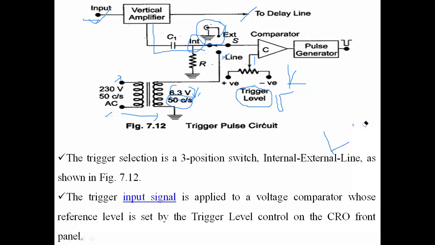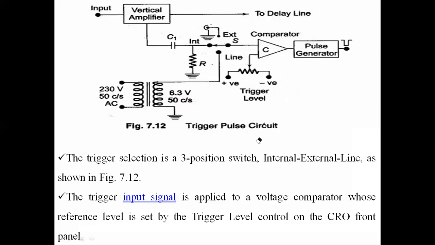These generated trigger pulses are applied as input for the UJT, that is, to the sweep generator. Based upon these generated trigger pulses, it produces the sweep voltage, and that sweep voltage is applied to the horizontal deflection plates through the horizontal amplifier.